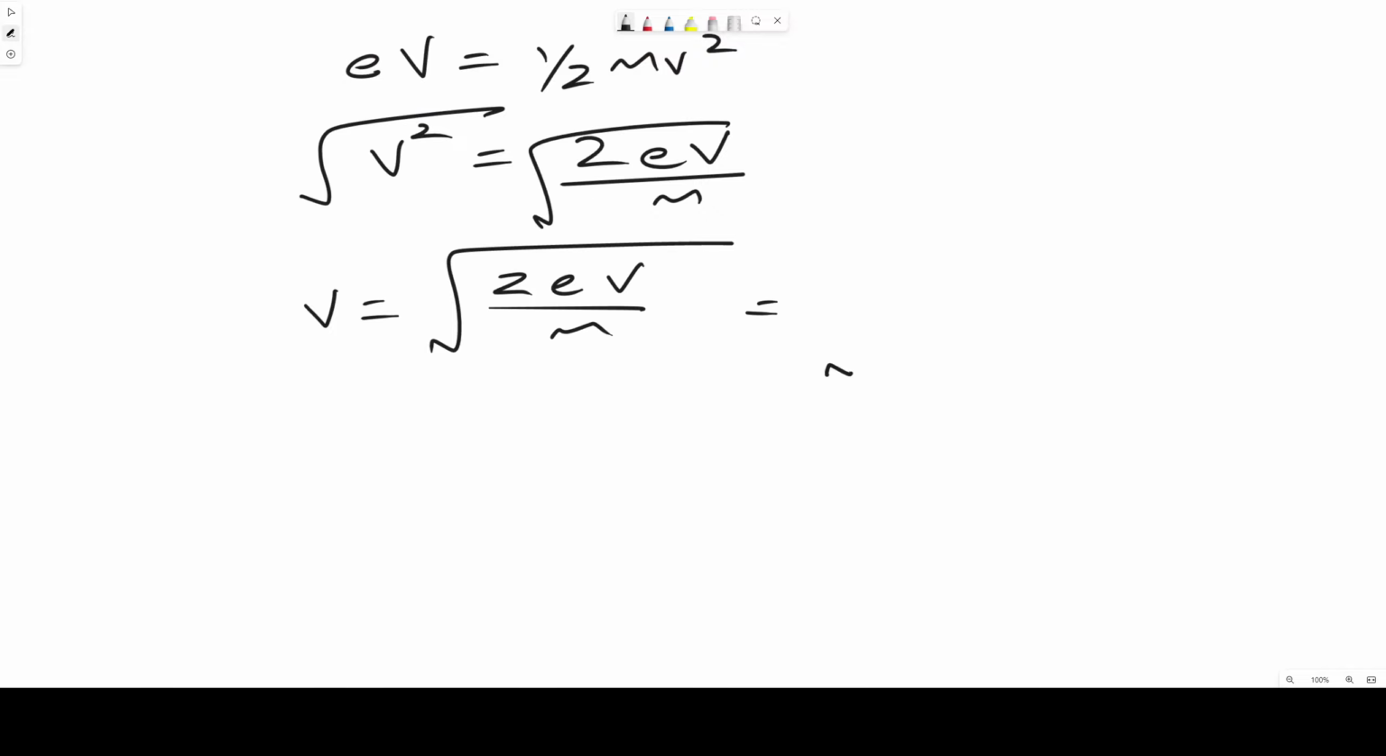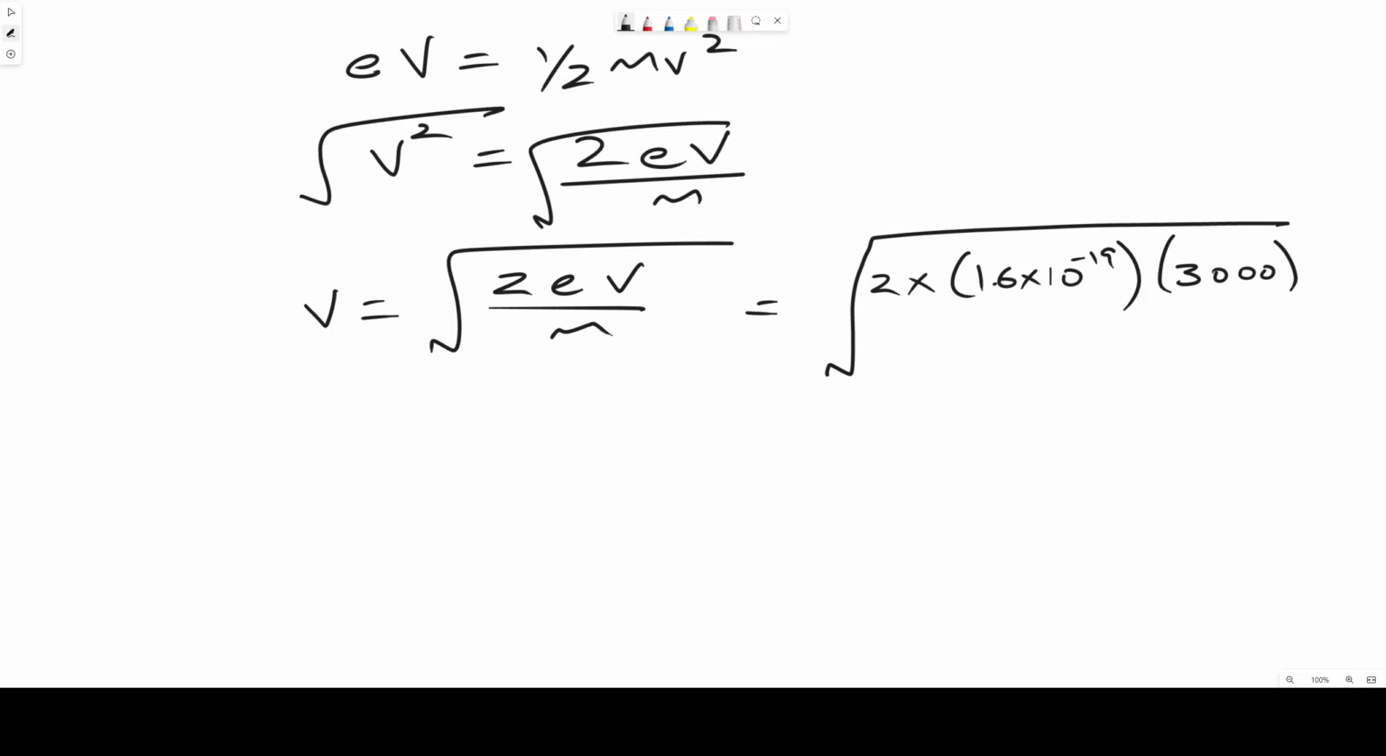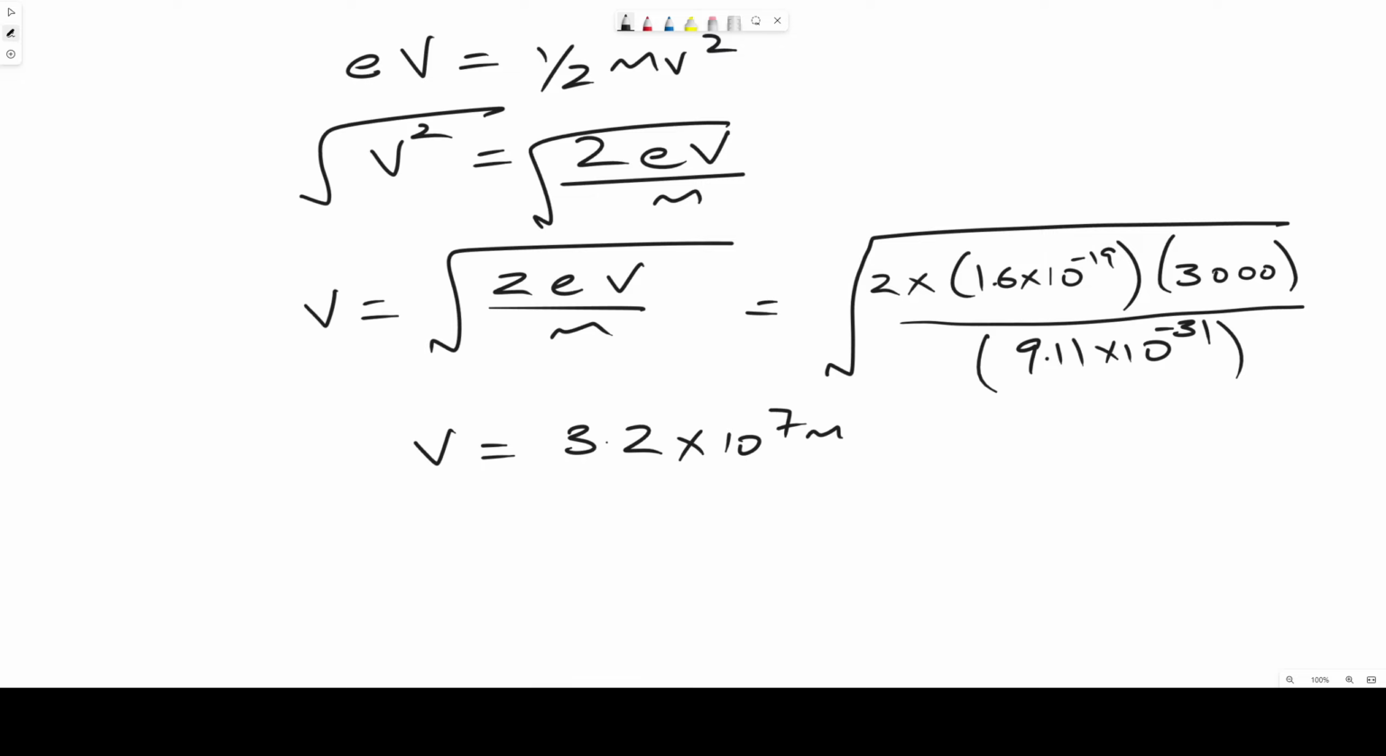So all you do is just plug in everything you have. We have 2 multiplied by the charge of an electron, which is 1.6 × 10^-19 coulombs, multiplied by the voltage which we supplied, which is 3000 volts, the whole divided by the mass of a single electron, which is 9.11 × 10^-31. Now, don't worry, your teacher or professor will most likely give you these values, and all you'll have to do is know how to process and how to go from one step to the next. So my speed now is going to be 3.2 × 10^7 meters per second.